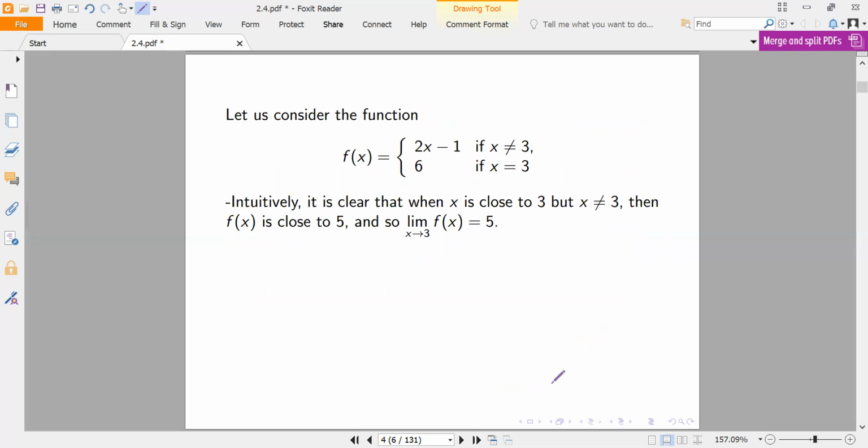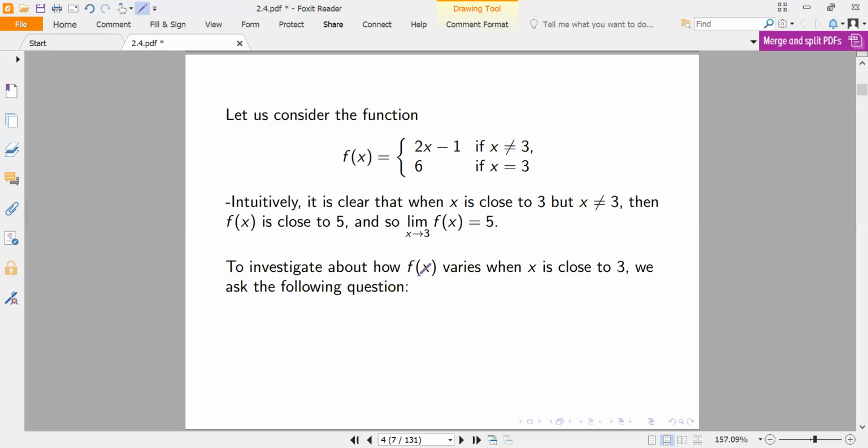Okay, let's jump into it. Let's take, for example, a piecewise function f of x. Remember, a piecewise function is defined by more than one function. We have a straight line here, 2x minus 1, a polynomial. So f of x is this straight line when x is not equal to 3, but at 3, the function is equal to 6. Intuitively, from what we said last time, as x gets closer to 3 and does not equal 3, f of x gets closer to 5. We use the notation and say the limit of f of x as x approaches 3 is 5. So this is what we have so far.